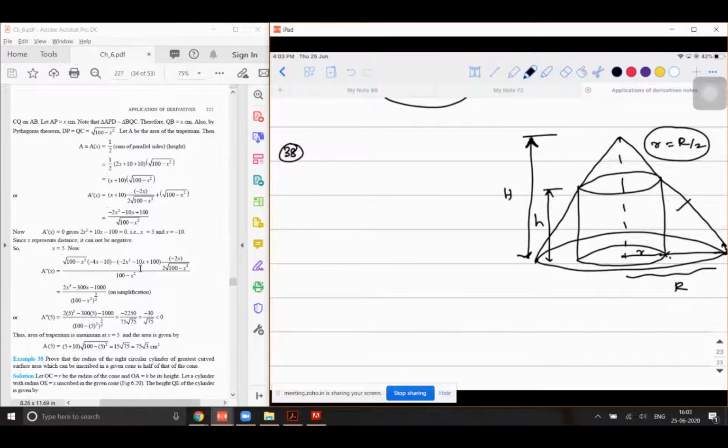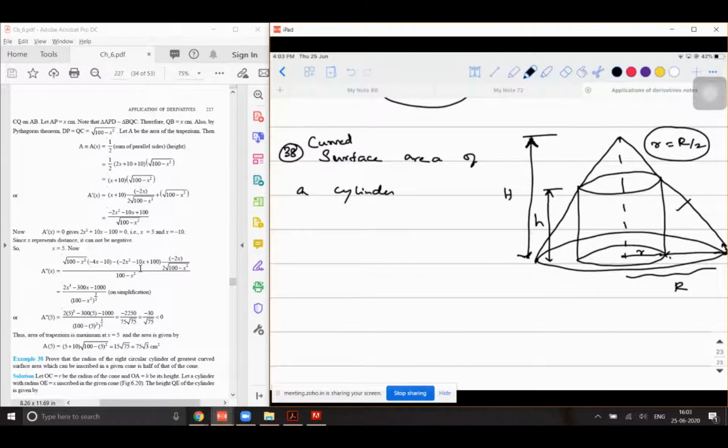Now how do I proceed? What is it that we need? What is the surface area of a cylinder? Have they mentioned curved surface area? Of greatest curved surface area. If the word curved is not used, then they mean the total surface area. You need to be careful with that.